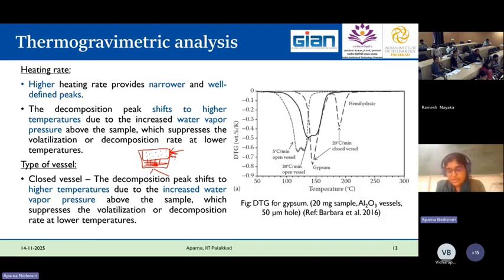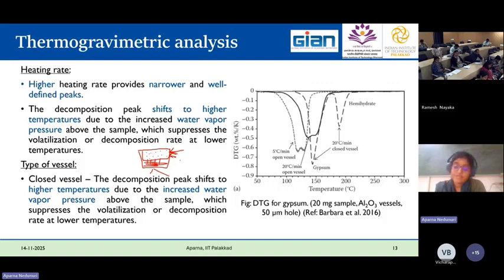Now the question is that purge gas should not react with the sample. So we ideally pick up any inert gas as a purge gas, which should keep on eliminating the volatiles that are accumulating above the sample, which is due to either dehydration or decarbonation or any other decomposition that can happen. And that should not also react with the sample. So we pick up an inert gas, either nitrogen or argon, as a purge gas.